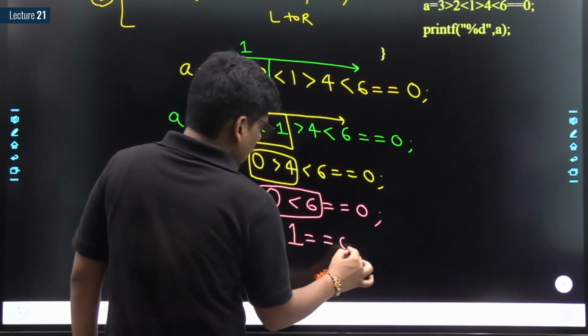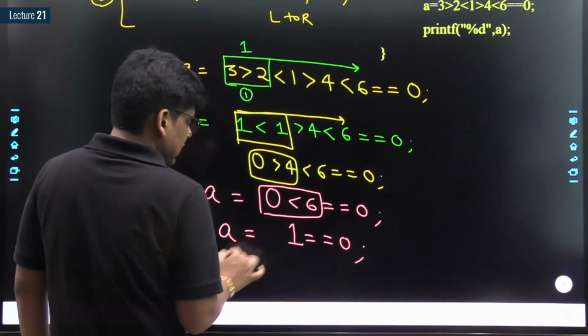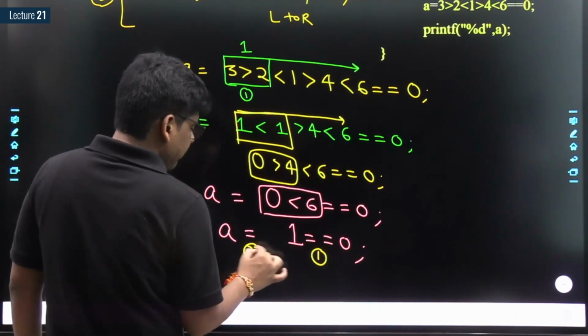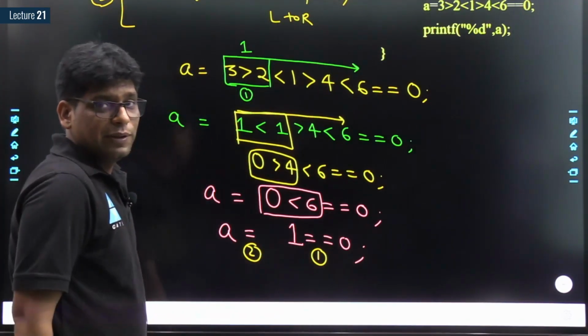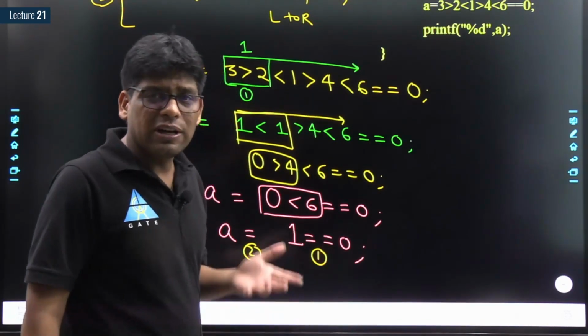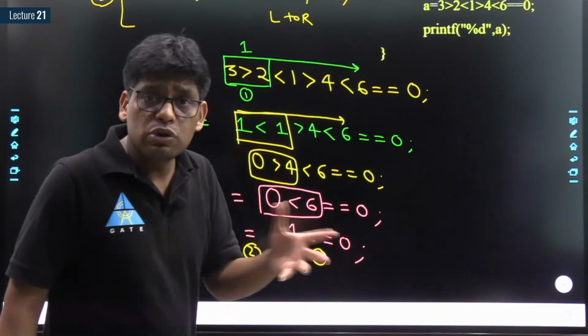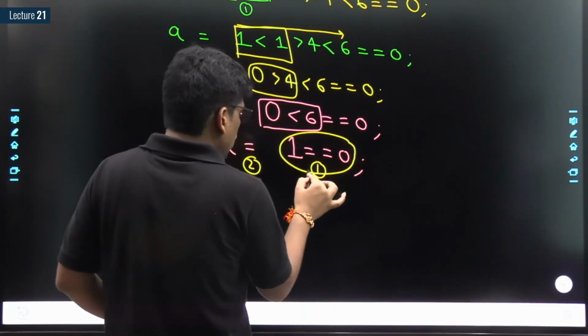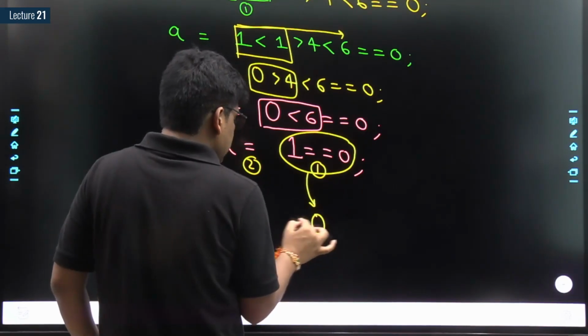And now we have something like this. Again, relational and assignment. First we will perform the relational operator. So I am asking, is 1 equals to 0? No sir, it is false. False means the value of this whole operation is 0.